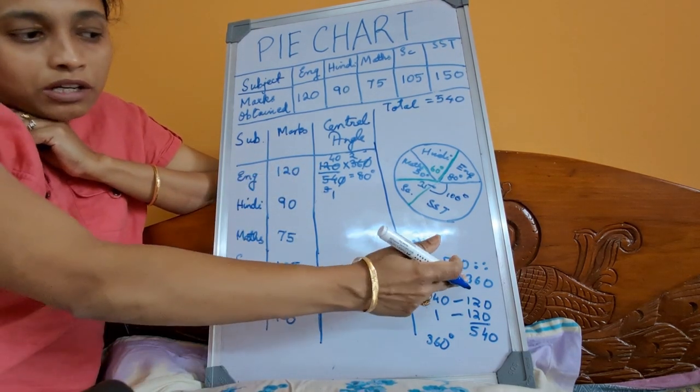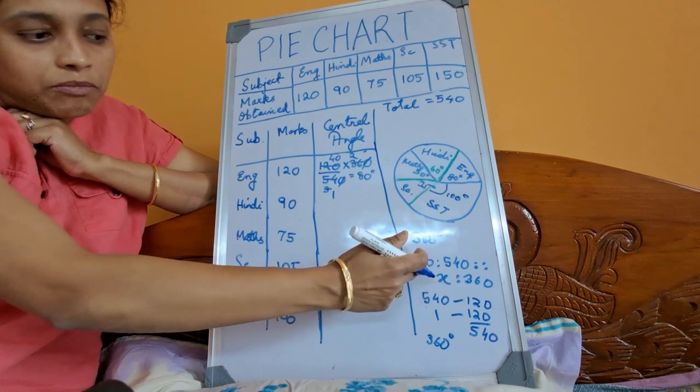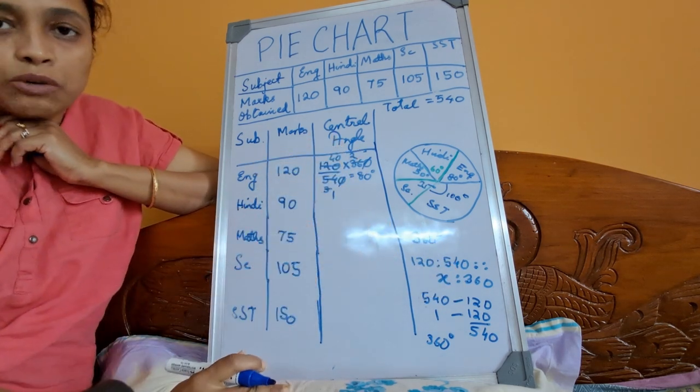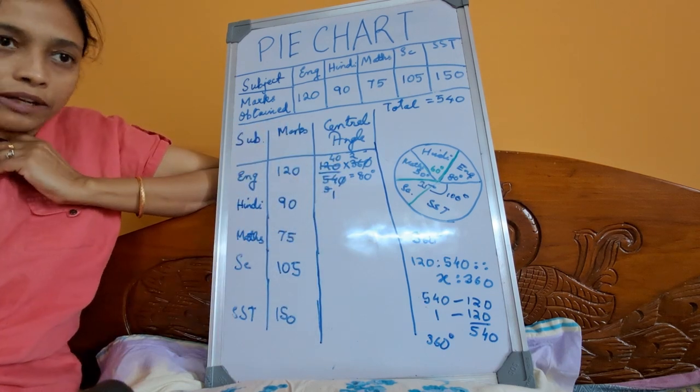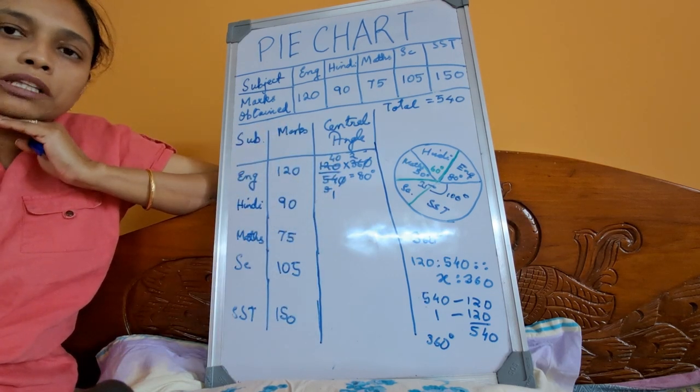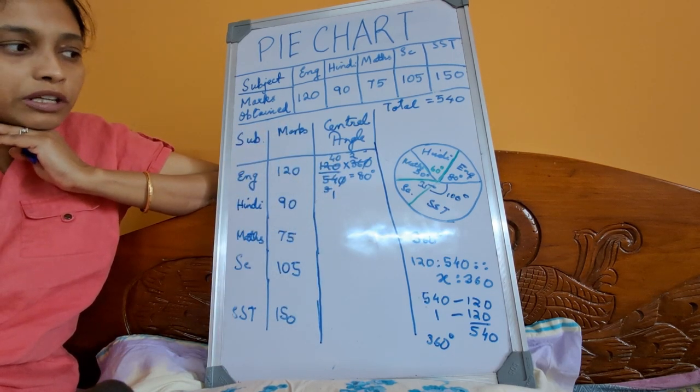Here also, product of extremes. Extreme is 120 into 360 equal to 540 means, 540 into x. So same thing. Either you do it by unitary method or you do it by proportionate method.